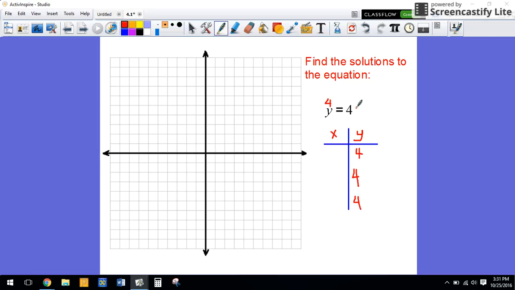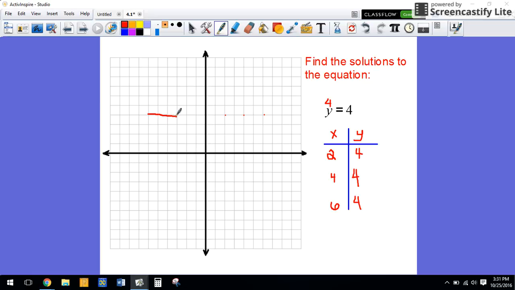Now, x isn't in the equation, so that means x is going to go wild, it's going to go crazy, it can do whatever it wants. But because I want my life to be easier, I'm going to make them small numbers that fit on my graph. So let's get a little wild and crazy and do something like 2, 4, and 6. So now I've got (2, 4), (4, 4), and (6, 4).